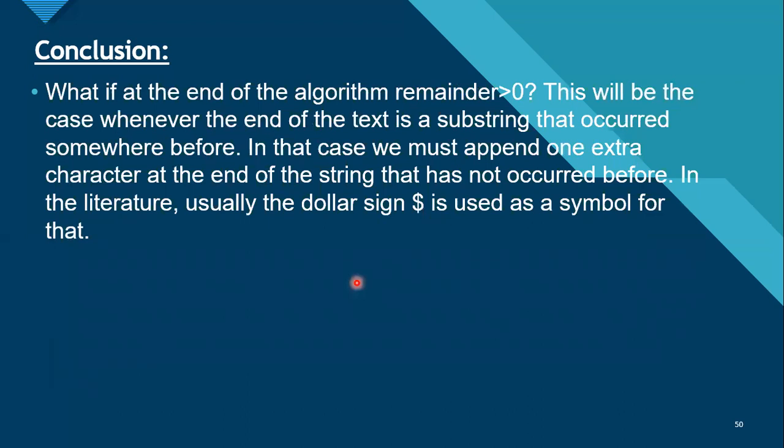Okay, so in our previous example, we ended the algorithm because we found the remainder was 0. So what if it was the case that the remainder was greater than 0? This will be the case whenever the end of the text is a substring that occurred somewhere before. That's why I said when I started explaining that most of these algorithms use the $ sign to indicate the end of the string.